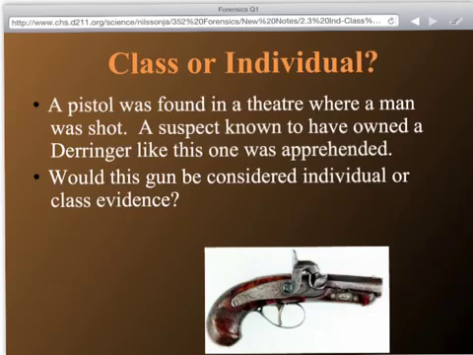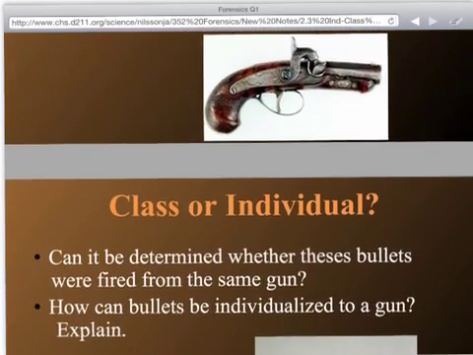So let's say this pistol, it says, is found in a theater where a man was shot. A suspect known to have owned a Derringer like this one was apprehended. So would this specific gun be individual or class evidence? Okay, now I would say that this is going to be class evidence. This isn't the suspect's gun. This is one similar to it. It belongs to the same class as what we expect the suspect to have. So in that case, no, this is not individualized, even though the suspect may own a replica almost exactly like this one. If it's not the exact same gun, then it is class evidence.